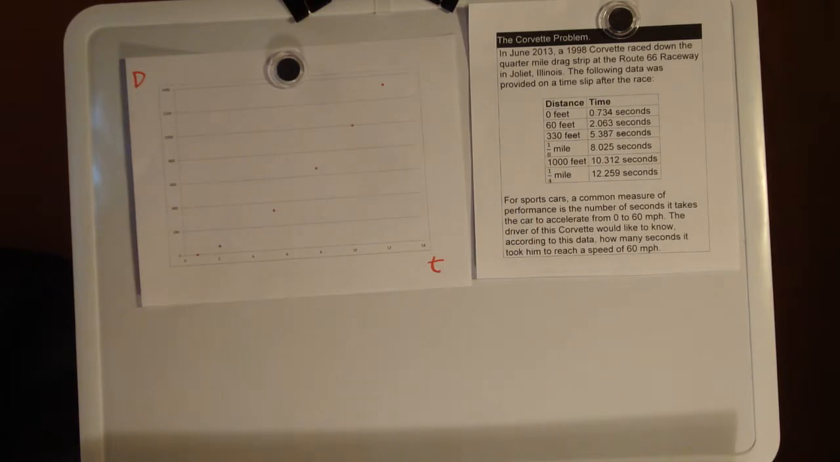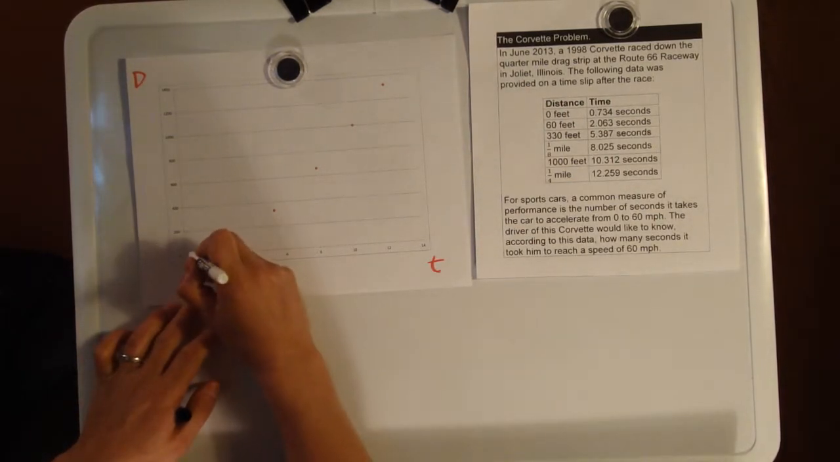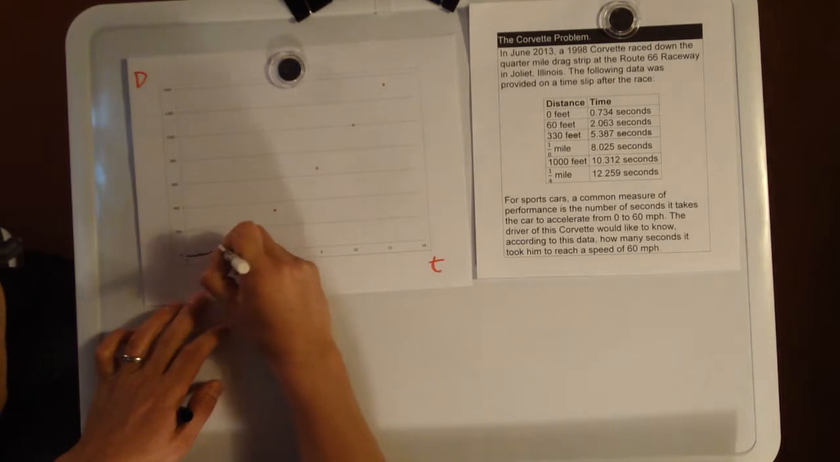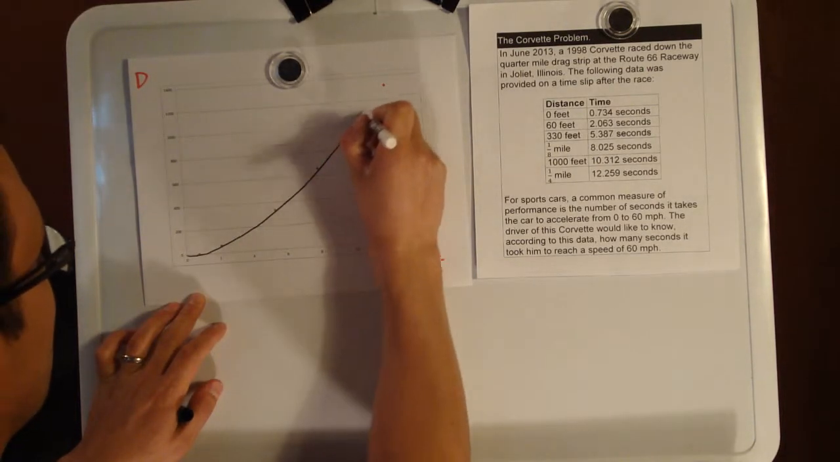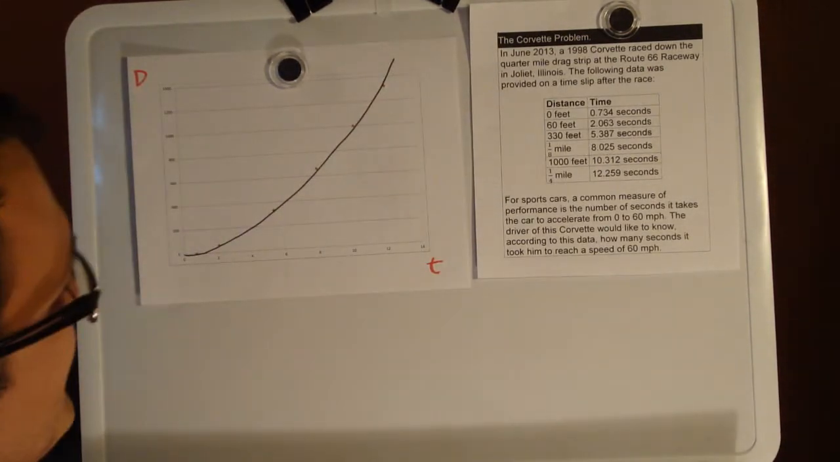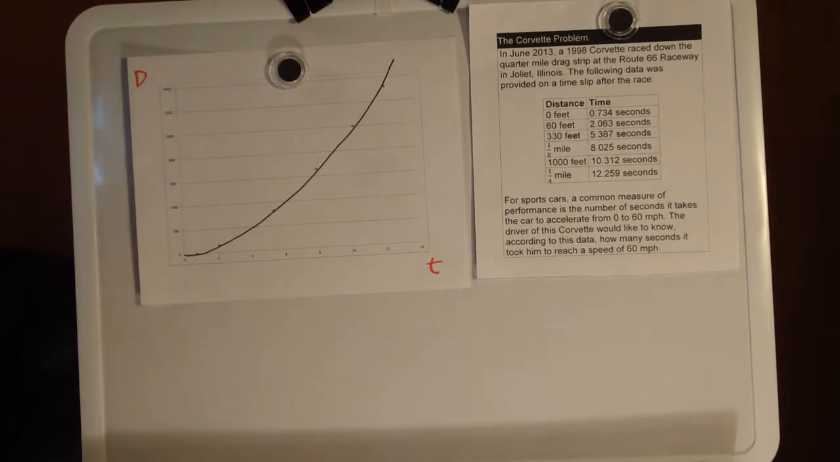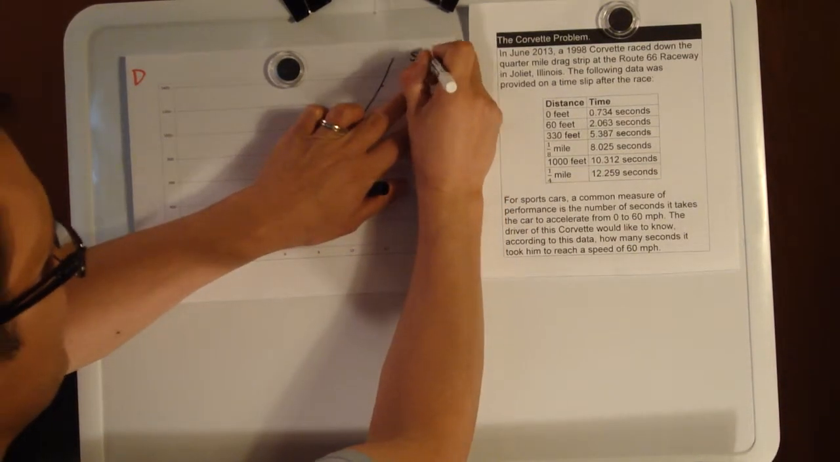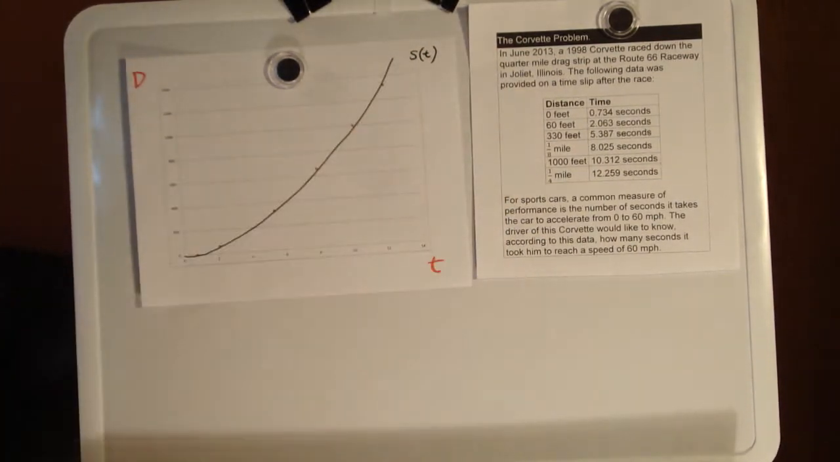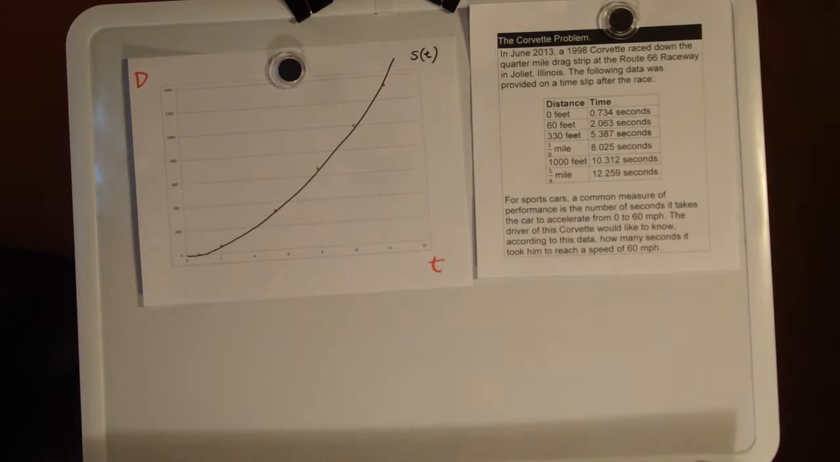We have those values plotted, and because the trend is pretty visible, we can connect them with a nice smooth curve. I'm going to try to do that. It doesn't have to be perfect, but it will look something like that. There are tools you can use in statistics to get the actual curve that mimics this trend. I'm going to call this curve S of t, where t stands for time, and d is standing for distance.